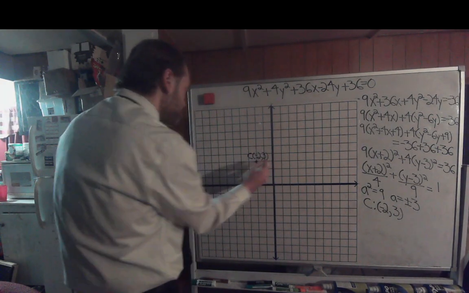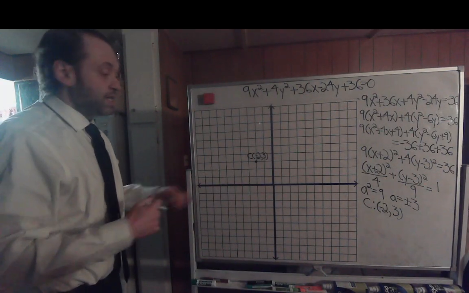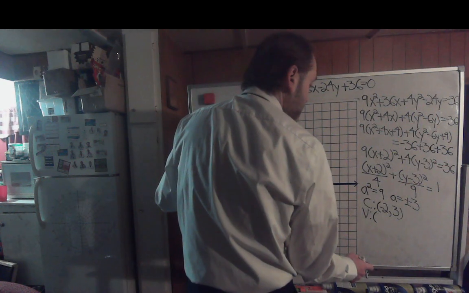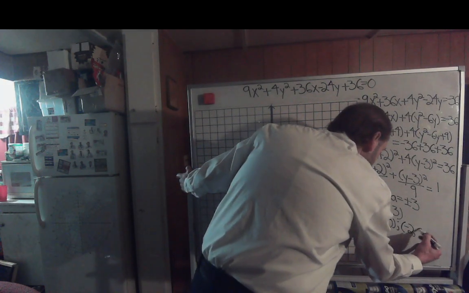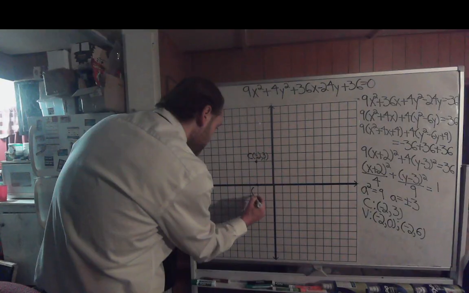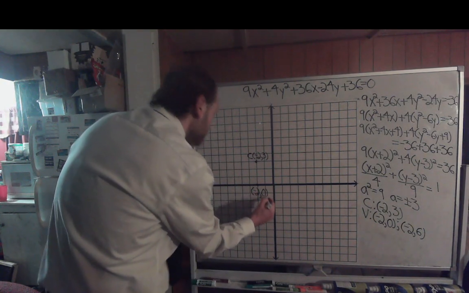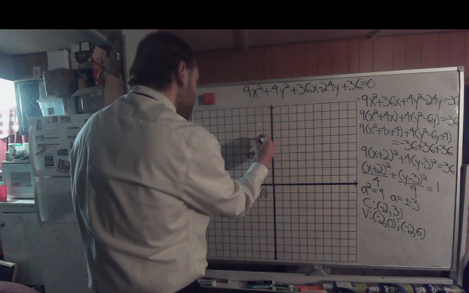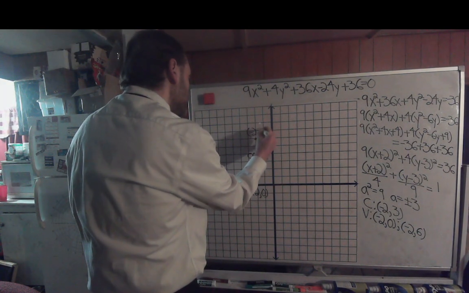There's your center. Now, to get your vertices, since the y-axis is the major axis, you're going to take that center of -2, 3. So first let's subtract 3 from the y. You'll get a vertex at -2, 0. Then you add 3, you'll get another vertex at -2, 6. So here's -2, 0. You'll get another one at -2, 6.